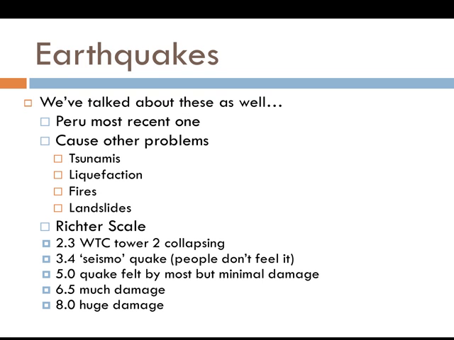They're pretty important. One thing, when you learn about earthquakes, you know about the Richter scale. Subjective descriptions, though, are sometimes pretty interesting. When the second World Trade Center tower collapsed more than a decade ago, that was felt locally as a 2.3 on the Richter scale. And 3.4, you don't really feel that. It's a seismoquake. You only see it on a seismograph, right?